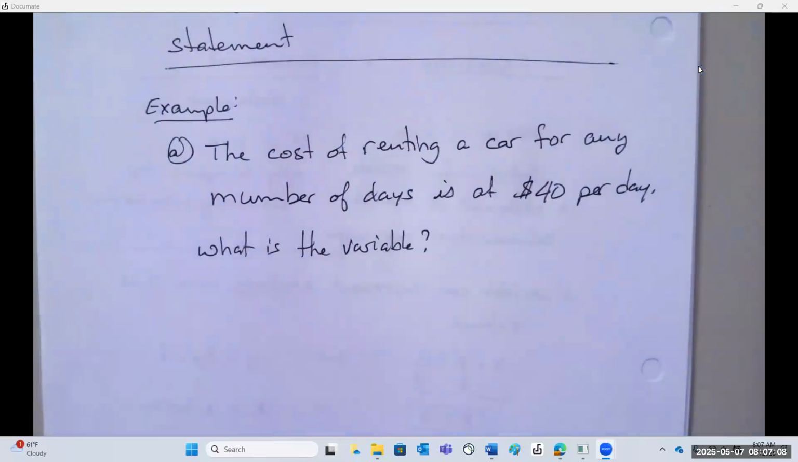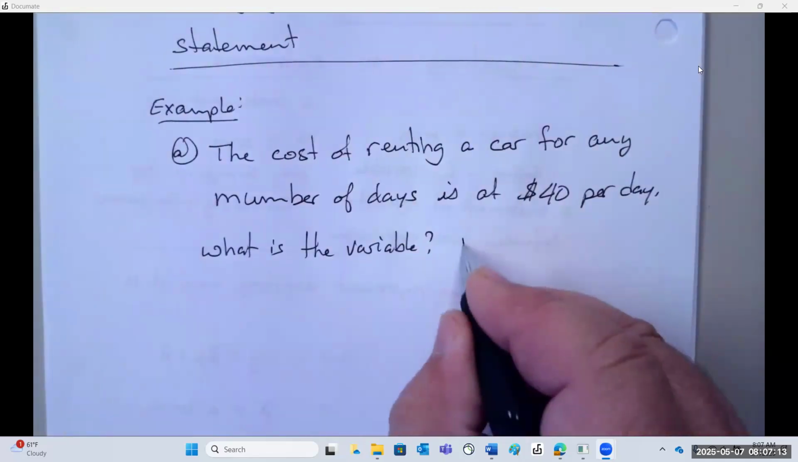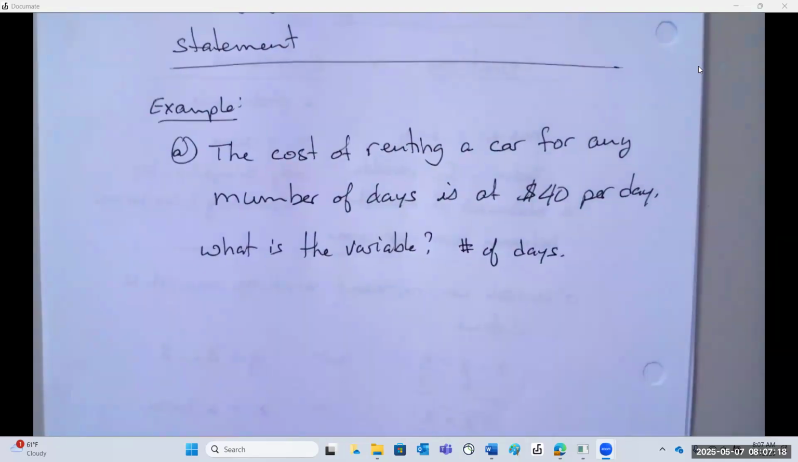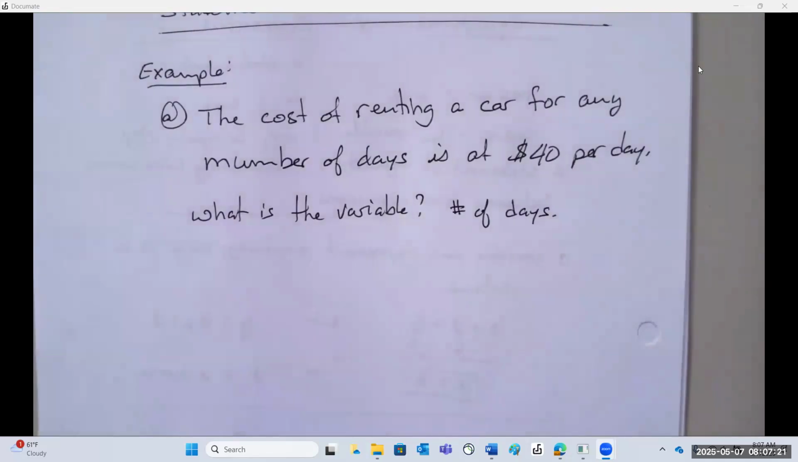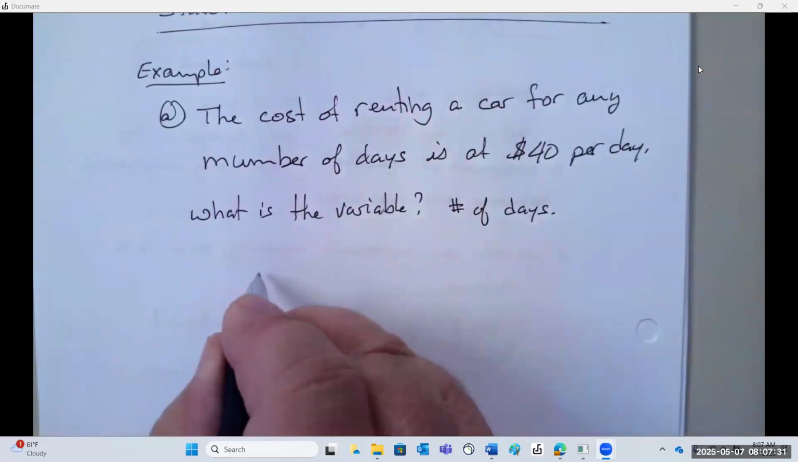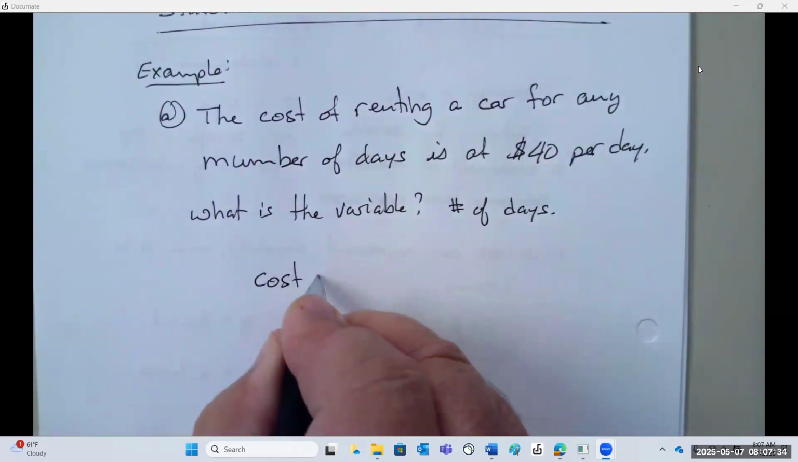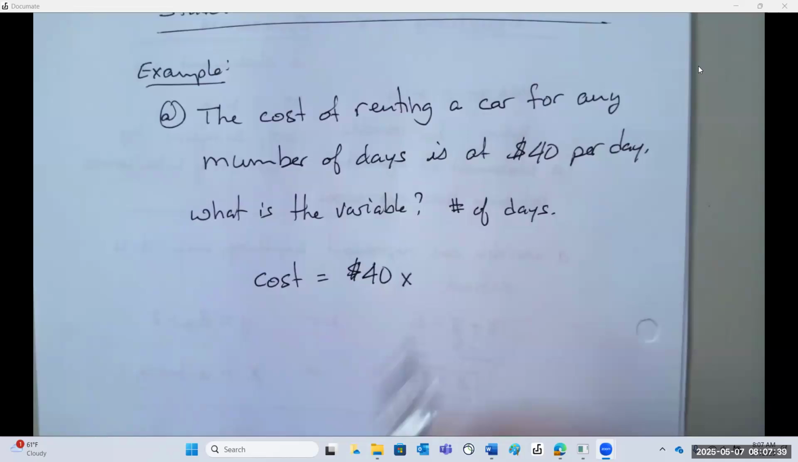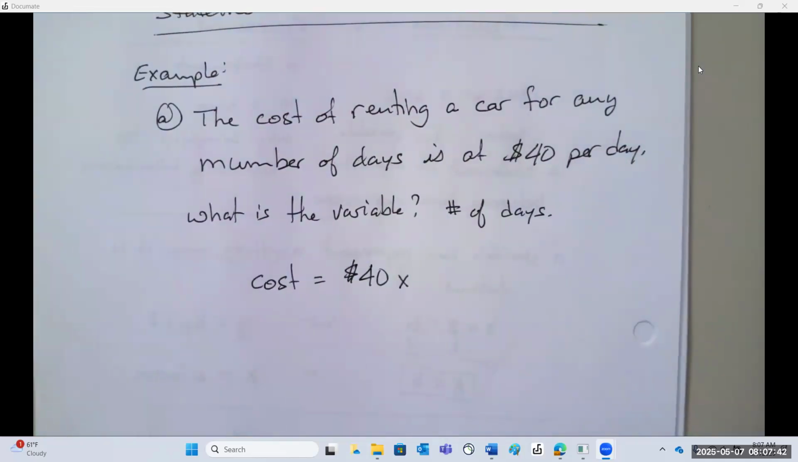What is the variable in that statement? Number of days. Why is it number of days? Because by definition, variable means it changes. So the cost equals $40 per day. The more days you have it, the more you have to pay.